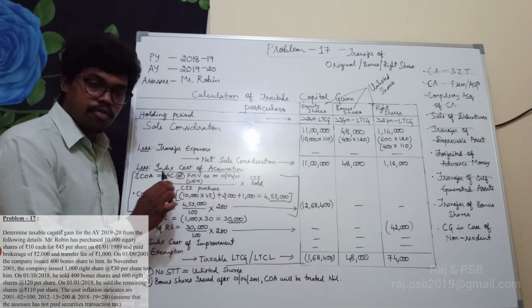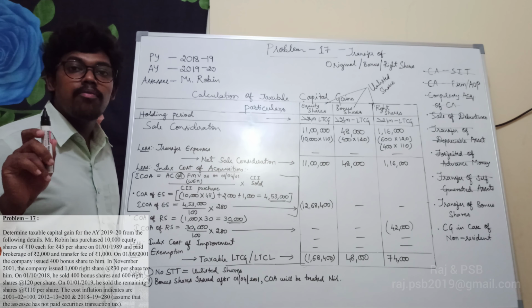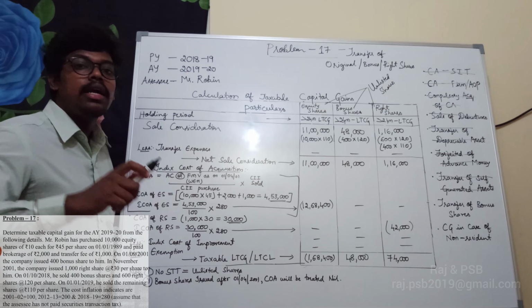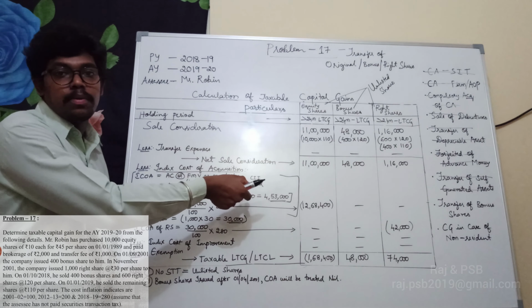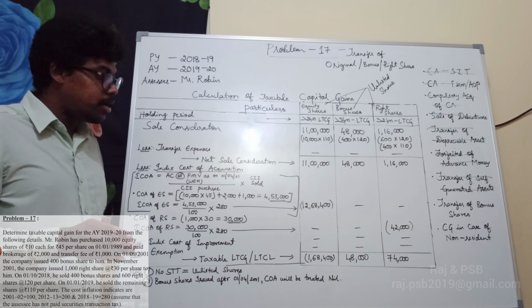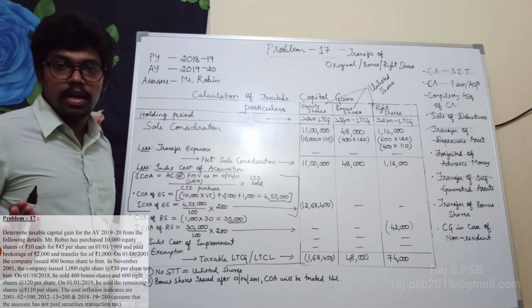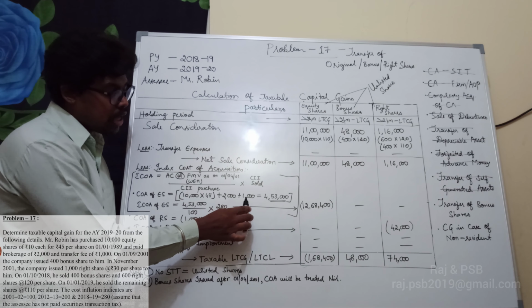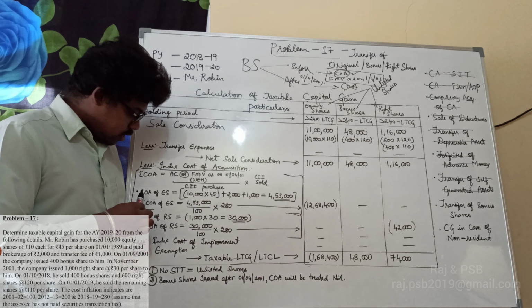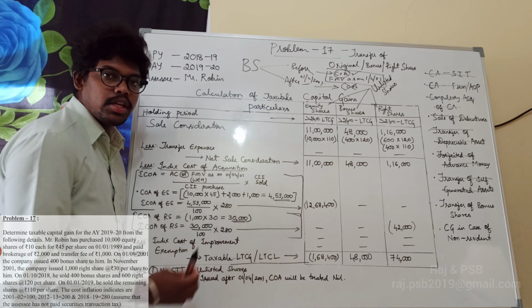So 10,000 into 45 plus 2,000 brokerage at the time of purchase and 1,000 transfer fee at the time of purchase. ಇದು transfer expenses made at the time of purchase, and at the time of selling there is no transfer expenses, that is why they are nil. So ಇಲ್ಲಿ brokerage as well as transfer fee. Here the total cost of acquisition of equity shares is 4,53,000.